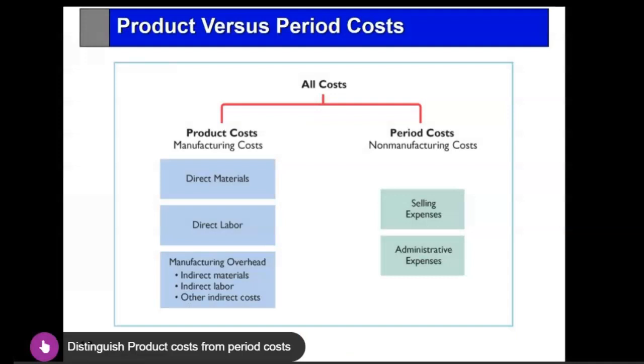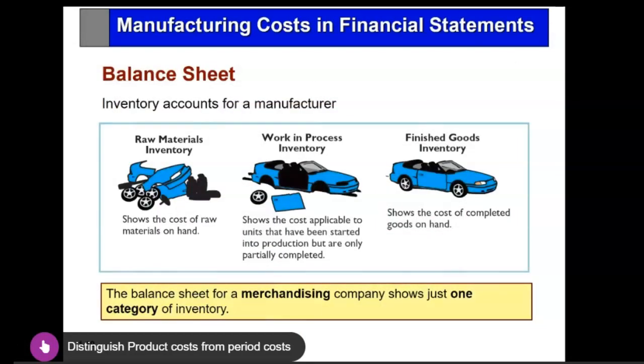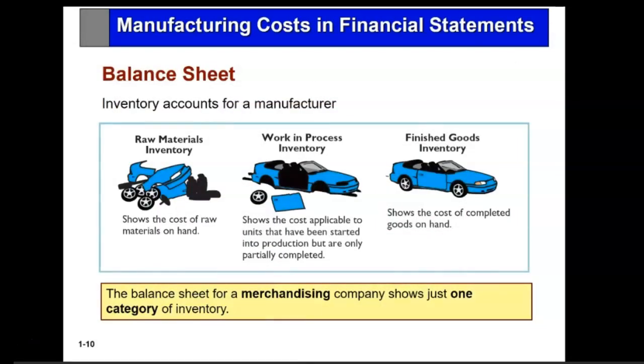Now, there are three types of inventory for a manufacturer then. In a merchandise company, you only had one type of inventory, merchandise inventory. But for a manufacturer, we have three: raw material and finished goods, and the material that is being produced on the shop floor that's no longer raw material, but it's not finished, it's not completed, so it's called work in process.